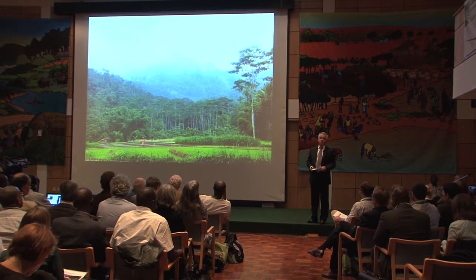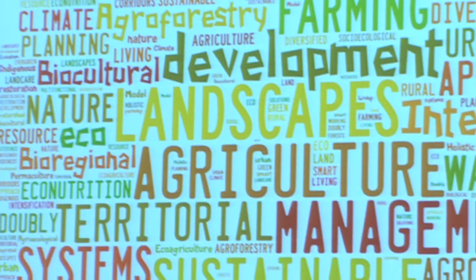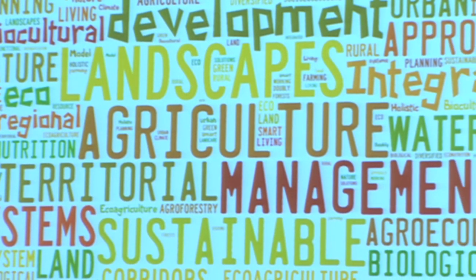Integrated landscape approaches are a difficult concept to grasp. And one of the impediments is the great variety of terms that we have. This week at the forum, we've listed over 70 terms that describe some of the things that we're trying to do.